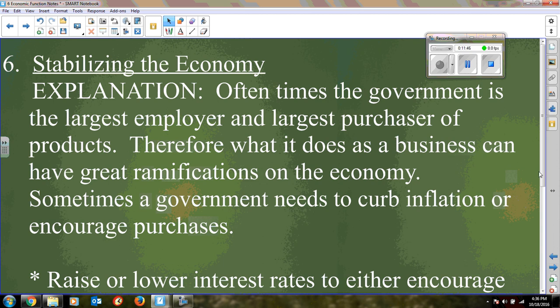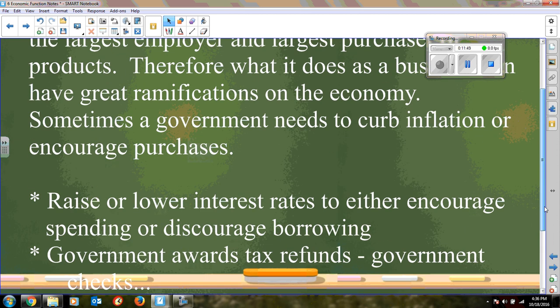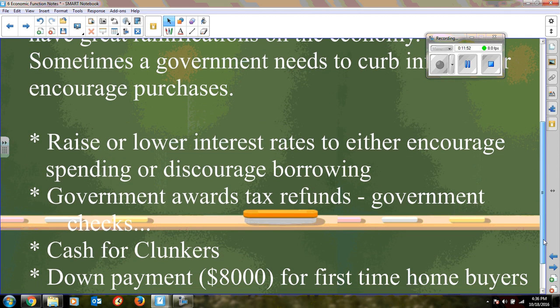Other ways that they control or stabilize the economy is they raise and lower interest rates. So if interest rates drop, like to buy a house, that will encourage people to buy more houses. If they want people to slow down, they will raise the interest rates. Governments giving tax refunds, which is one of the things that Donald Trump is promising. And that money is supposedly people will turn around and put it back in the economy. Maybe go out and buy a refrigerator, which will help the refrigerator companies.